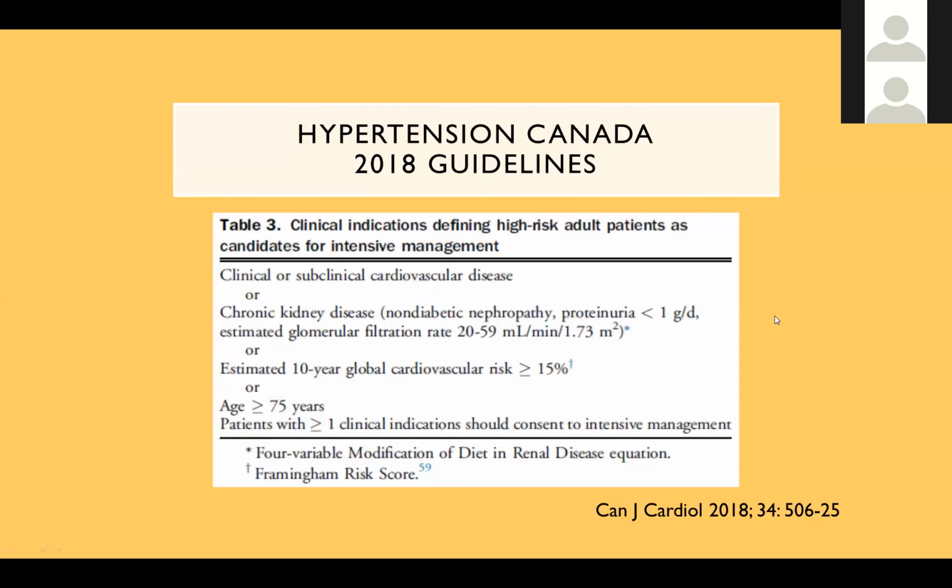So who qualifies as a high-risk individual? They outline 4 criteria, which include clinical or subclinical cardiovascular disease, chronic kidney disease with an eGFR of 60 or less, though not so severe, so not below 20, and an estimated 10-year cardiovascular risk, that's your Framingham risk score, greater than or equal to 15%. And then most relevant to us, all of those are relevant, but you see that age greater than or equal to 75 years in and of itself qualifies you as a high-risk adult patient.